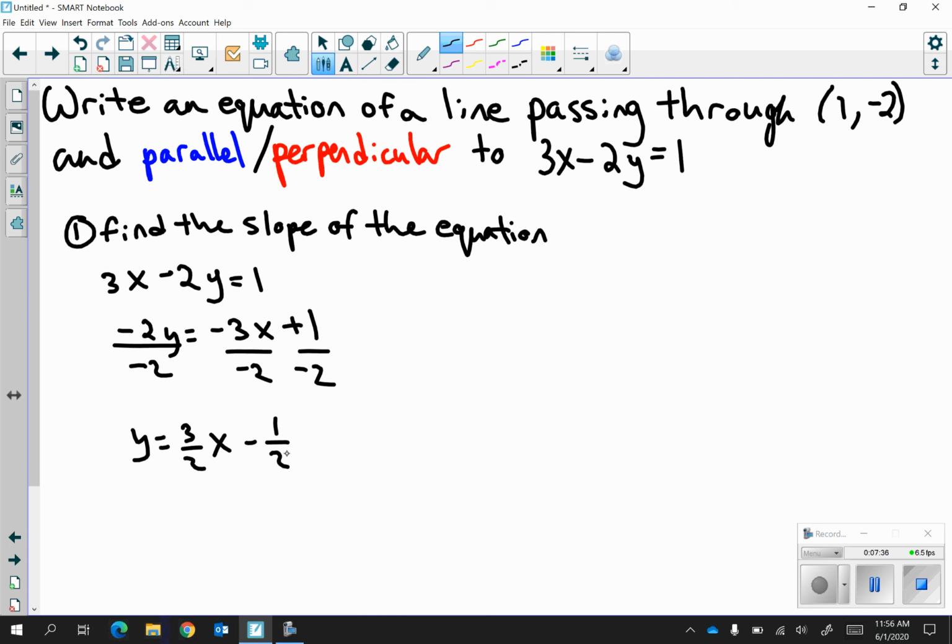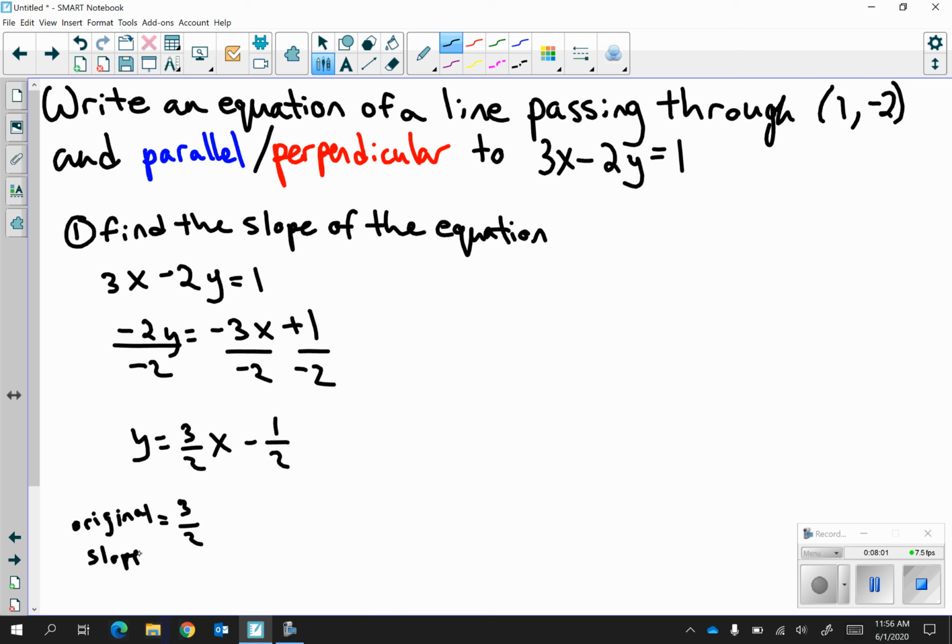So we should be seeing that the slope is going to be 3/2. Now I'm actually going to write that as the original slope, just to keep my notes more in order. So this is step 1.